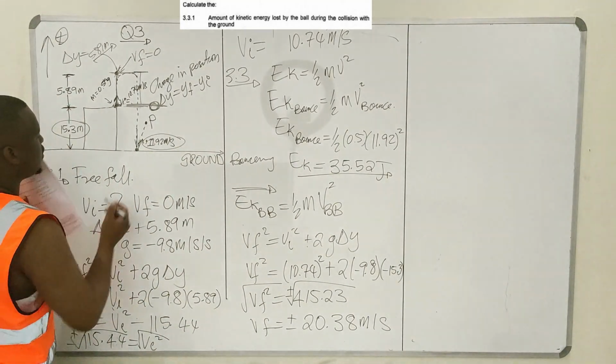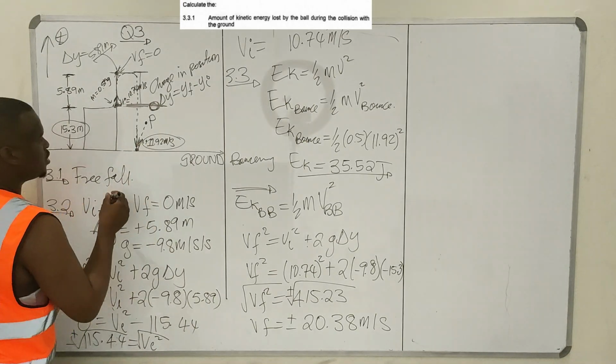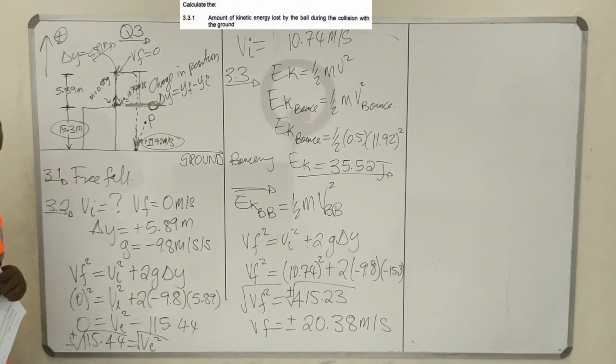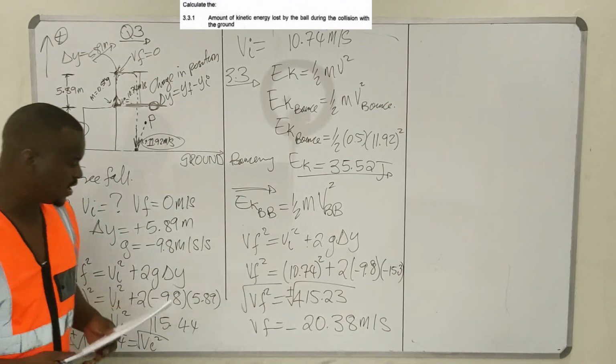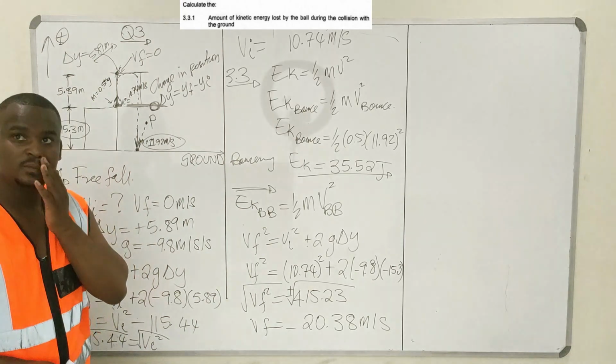Now the question becomes, should this be negative or positive? The final velocity is pointing downwards like this. So we said all velocities downwards are negative, so this should be negative. So here is your velocity for that. You get that the final velocity is 20.38.